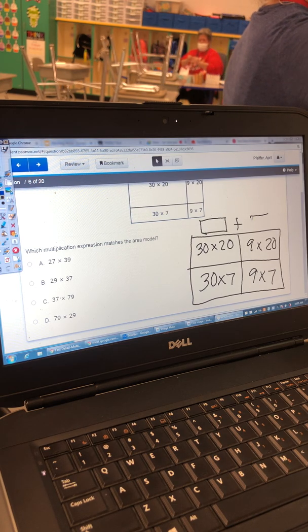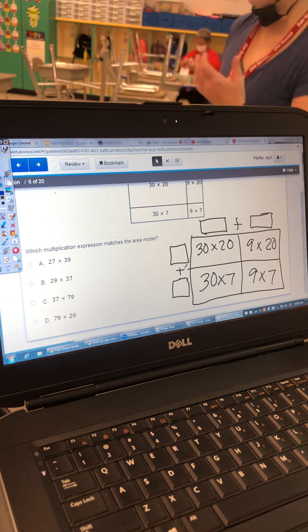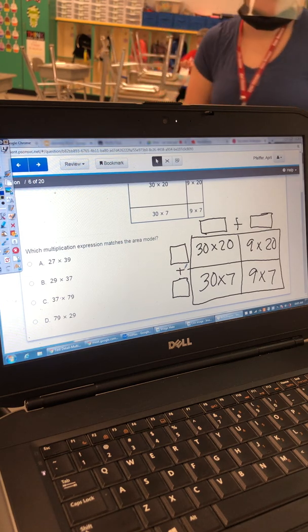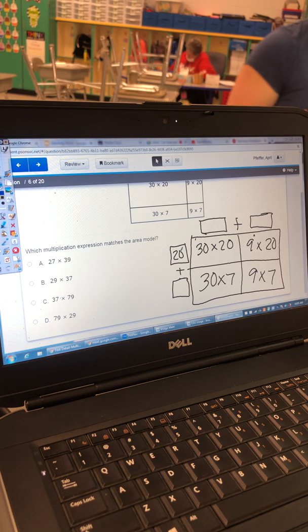Up top, that is what I'm breaking apart. Or the numbers to the side. Now remember, all you gotta do is look for the common numbers. So, what's my common numbers on these two boxes? What's my, on these two? 20. On this one and this one, 20. So my 20 is gonna go here.